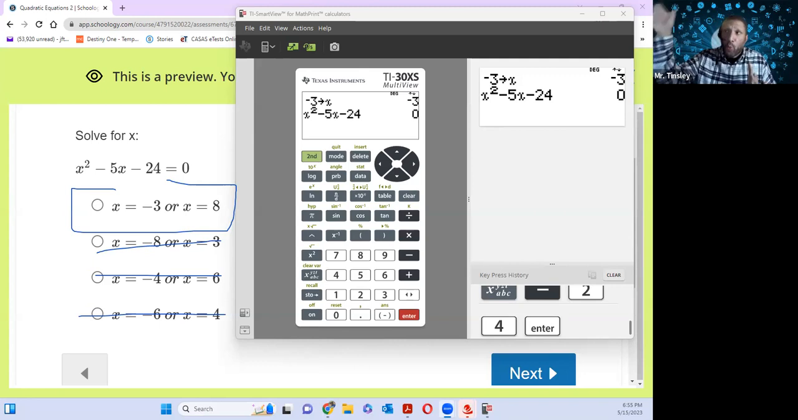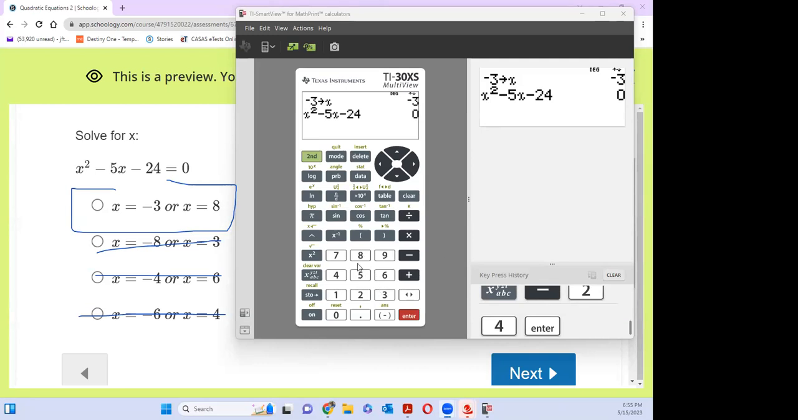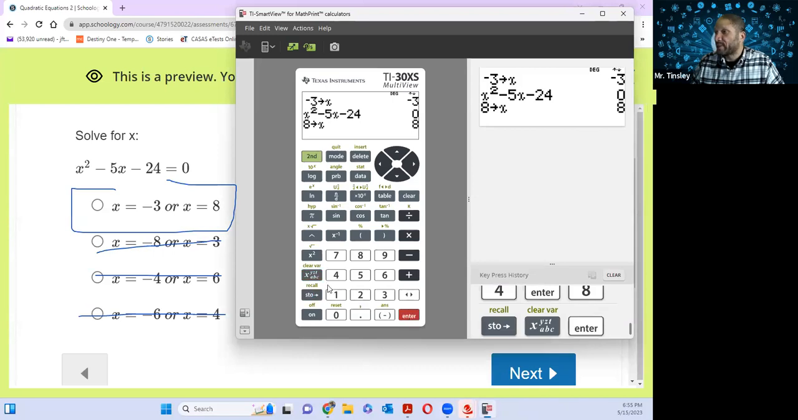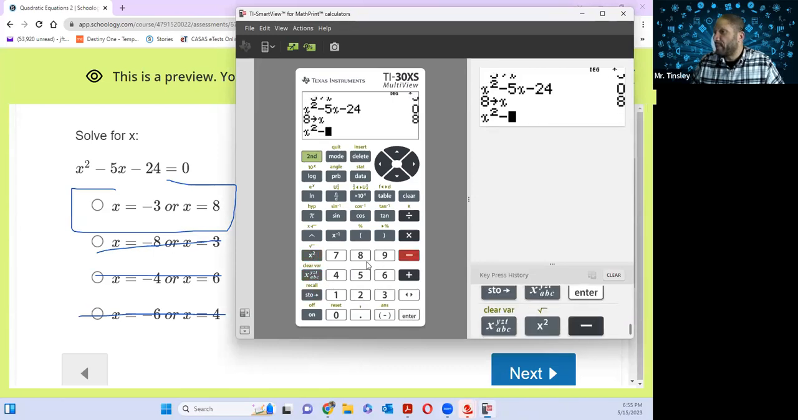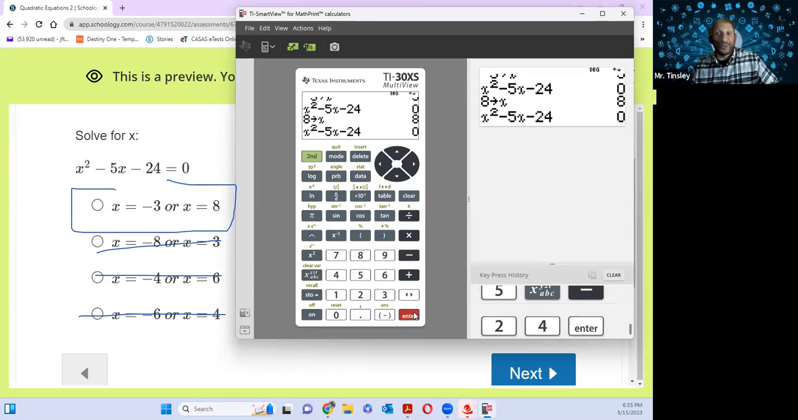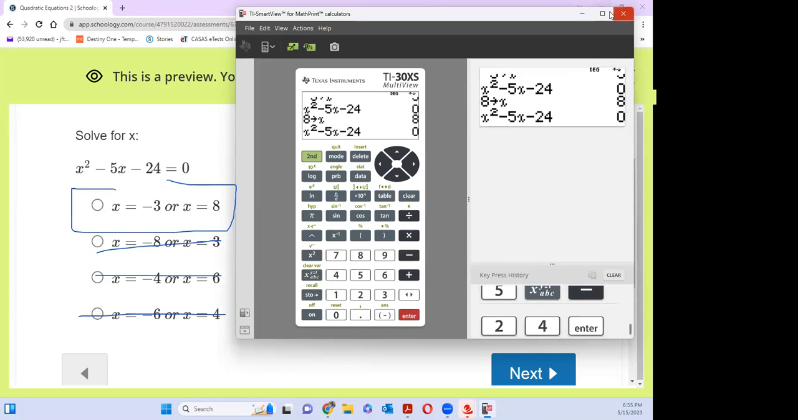Look what I did. Once I chose -3, I know -3 is the answer. None of the other multiple choice have -3. I'm done. But let's check the other one just to make sure. 8 store x, x squared minus 5x minus 24. Did I get 0? That easy.